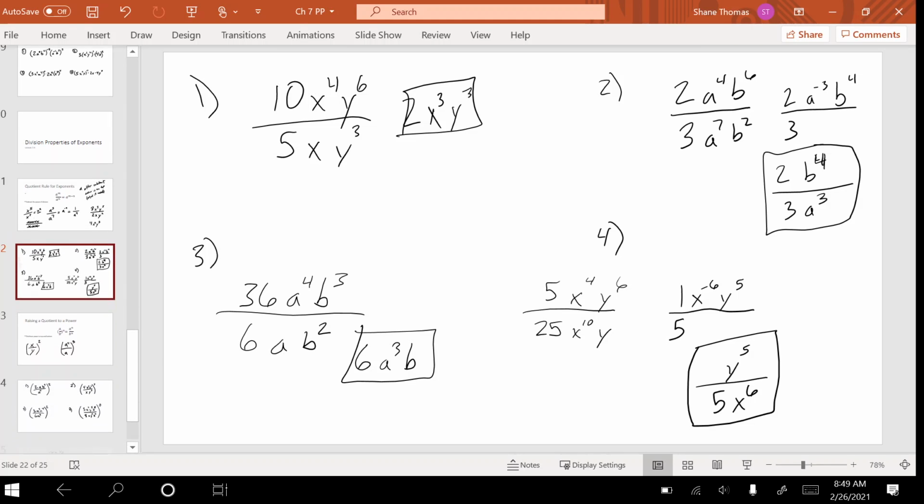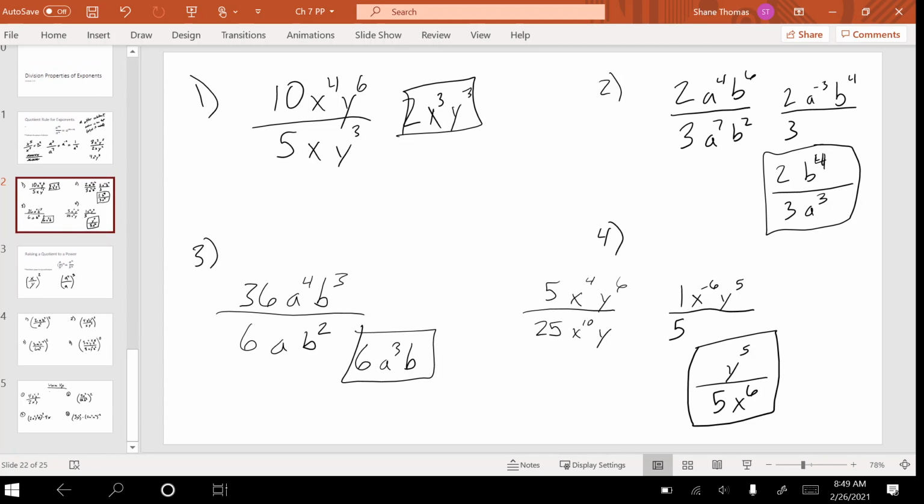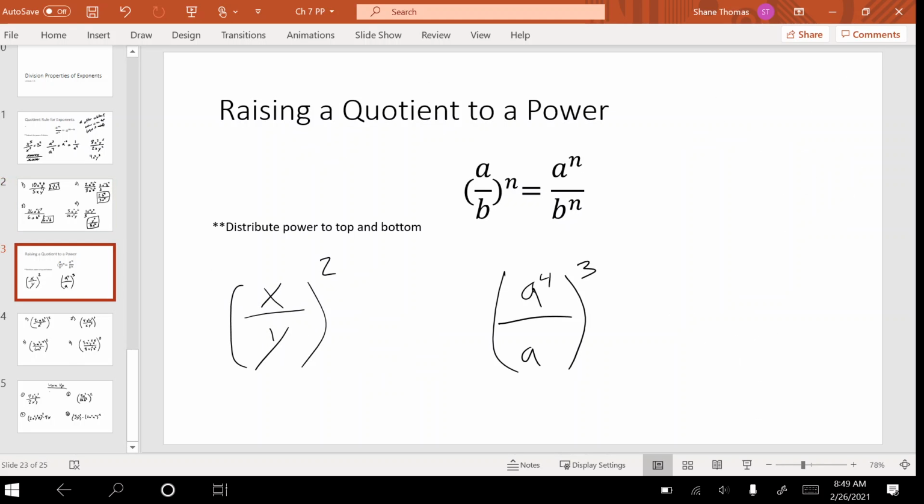Now, I'm going to add one more rule to this, and then we'll have 2 sets of practice problems, and we're done. So, here's the next one. Raise the quotient to a power. This is basically the same as the power to a power rule. If you have a fraction in parentheses, you have to take the power to every single term in the parentheses. All right, so for instance, here, x over y squared is going to be x squared over y squared.